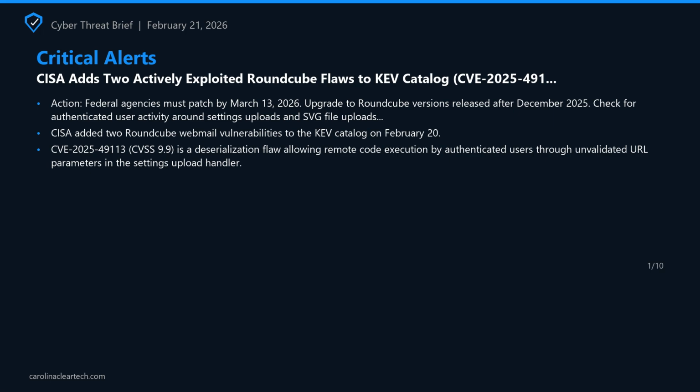Nation-state groups APT28 and Winter Wyvern have previously exploited Roundcube vulnerabilities. Action: federal agencies must patch by March 13, 2026. Upgrade to Roundcube versions released after December 2025. Check for authenticated user activity around settings uploads and SVG file uploads. Roundcube is commonly targeted by nation-state actors for email access. Sources: The Hacker News.